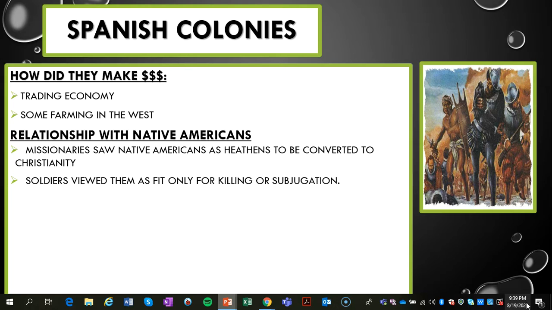How was their relationship with Native Americans? Not very good. Native Americans and the Spanish had a pretty brutal relationship where the Spanish definitely looked at the natives as heathens, and many Spanish missionaries, Catholic missionaries, wanted to convert them to Christianity because they felt that they did not have any kind of faith in God. So their goal was to convert them to become Catholics, sometimes by force. The soldiers, the conquistadors, was their name, viewed them as fit only for killing or subjugation to dominate.